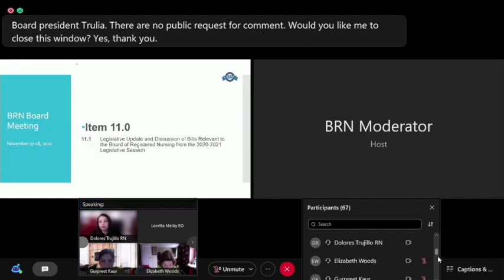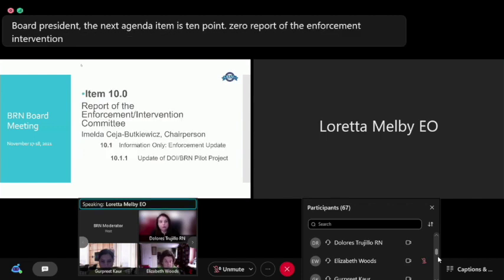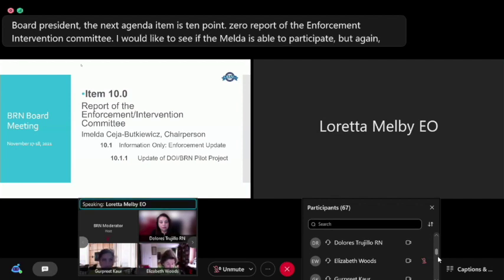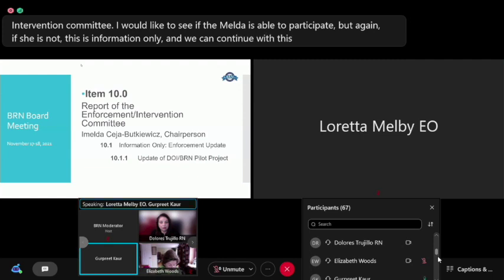Board President, the next agenda item is 10.0, report of the Enforcement Intervention Committee. I would like to see if Imelda is able to participate, but again, if she is not, this is information only. And we can continue with this if needed. Sure.